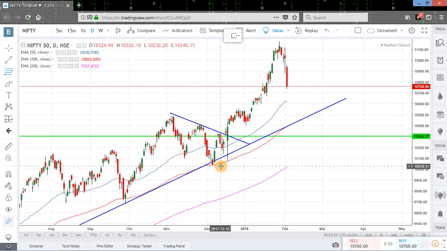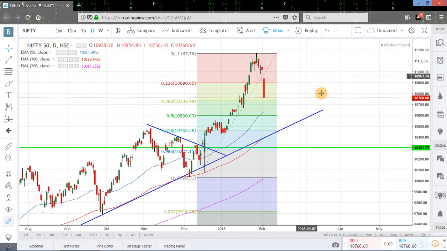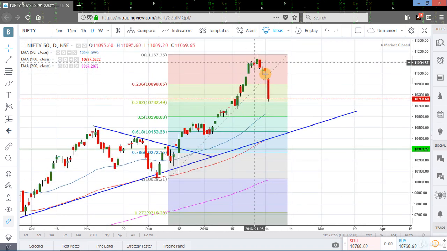So if we apply the Fibonacci grid to this level to see the support levels for Nifty, we can see currently Nifty is taking support on 0.38 level of Fibonacci, and the next support level is 10,600 level. That is also a 50-day moving average. So we expect a retracement up to this level, that is 10,621 level.